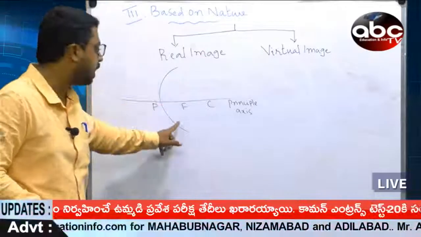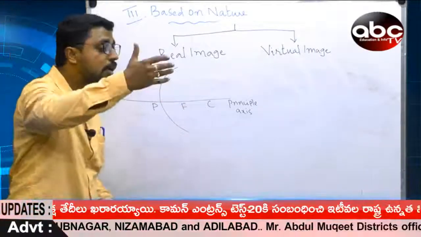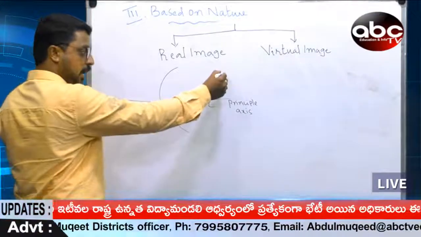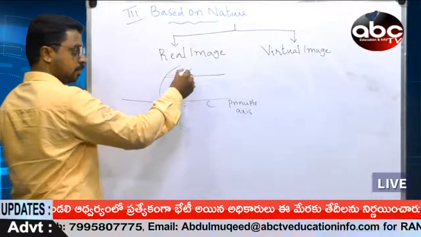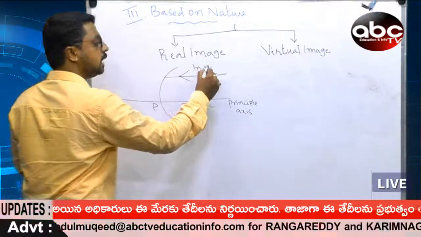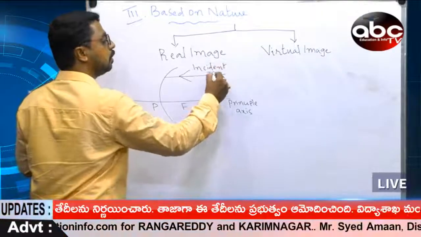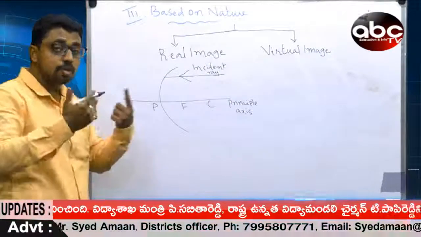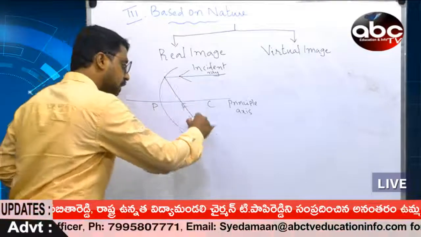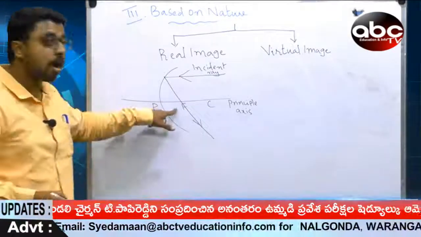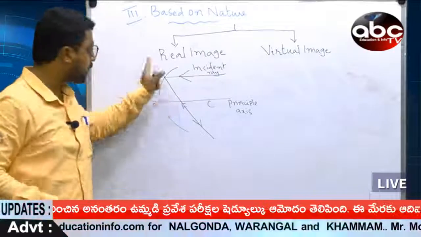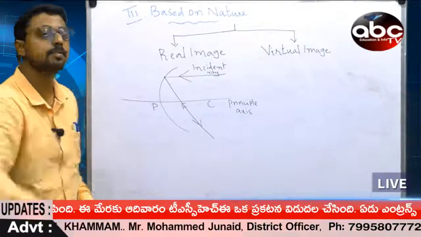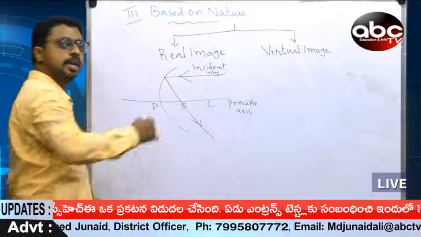This is nothing but a real image. How are we going to expect a real image? That is the point here. Let us take a ray. This ray is called the incident ray, as you usually know. Naturally it is going like this. Why should it go across this? I'll say that is a rule. It has to go like this only. It is a rule that we will study in the very next topic. So this ray has emerged like this.